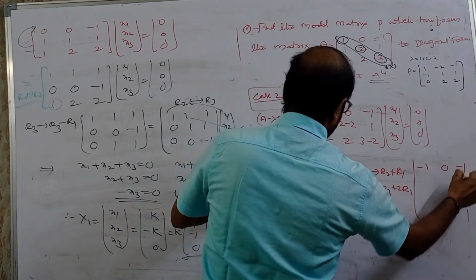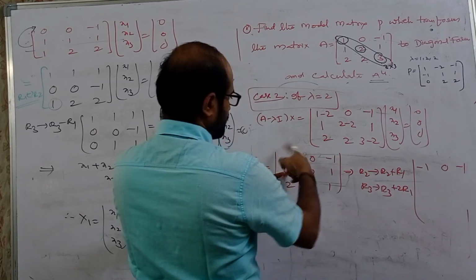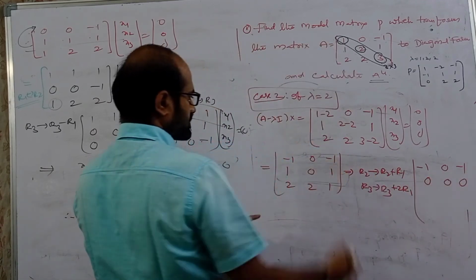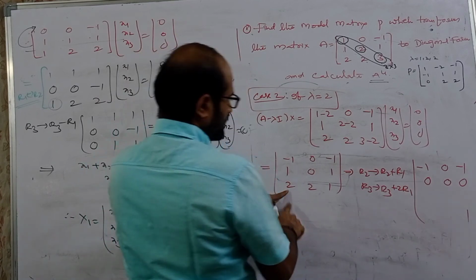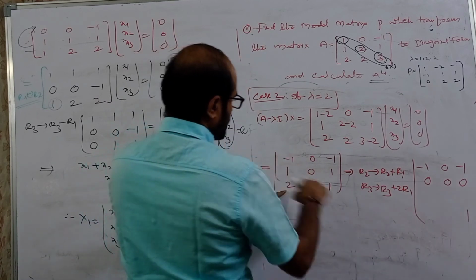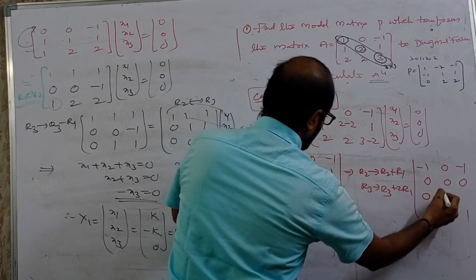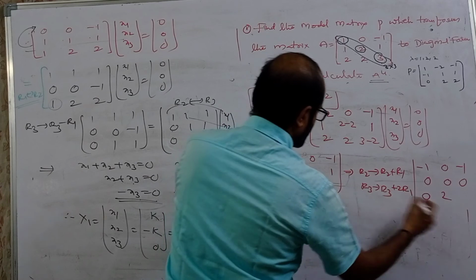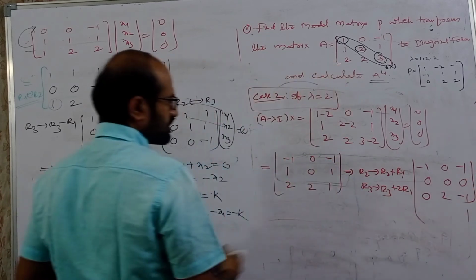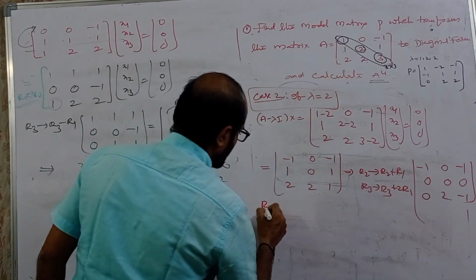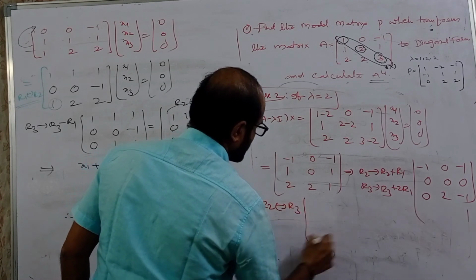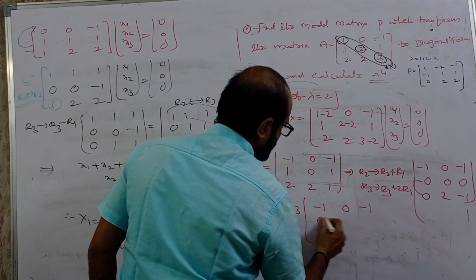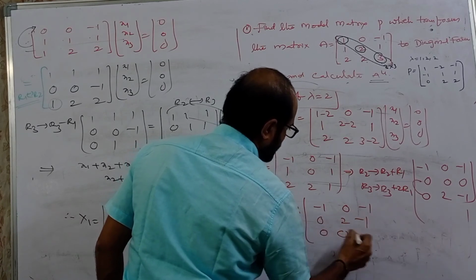So minus 1, 0, minus 1. R2 plus R1: this is 0 already. R3 plus 2R1: R3 plus 2 is 0, R3 plus R2, 0. R3 plus 2 means minus 2, minus 2 means minus 1, we'll get this one. Now again I will interchange R2 and R3 rows. If I interchange R2 and R3 rows, we get minus 1, 0, minus 1, 0, 2, minus 1, 0, 0, 0.